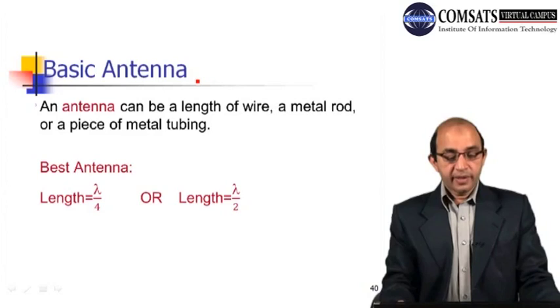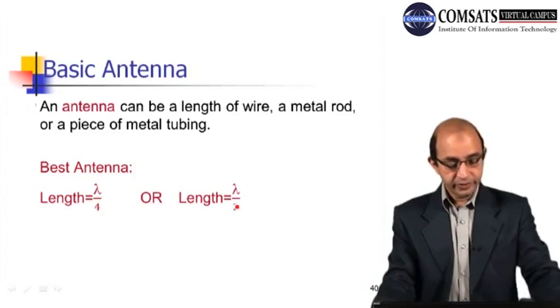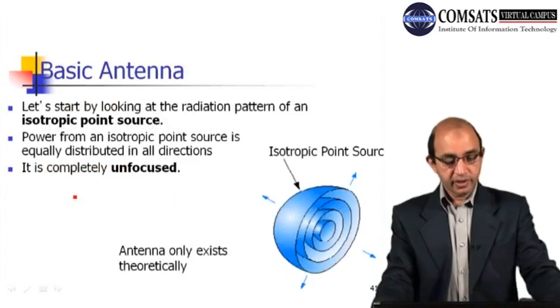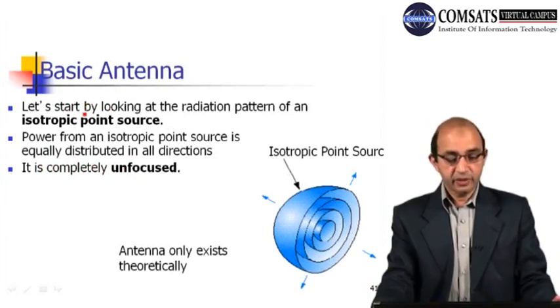A wire, a metal rod, or a piece of metal tube. Here the best antenna length is equal to lambda by 4 or length is equal to lambda by 2. So this is the dipole antenna, a basic antenna. Let's start by looking at the radiation pattern of an isotropic antenna. This is the reference antenna.